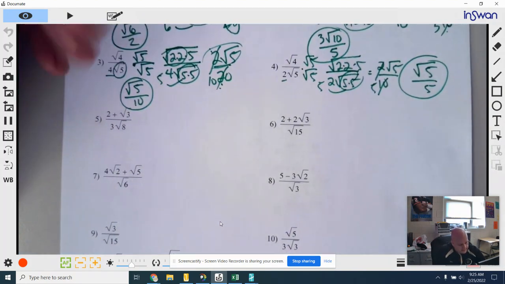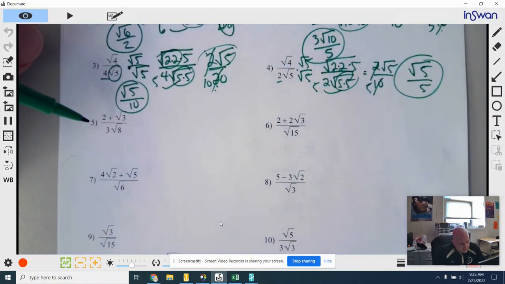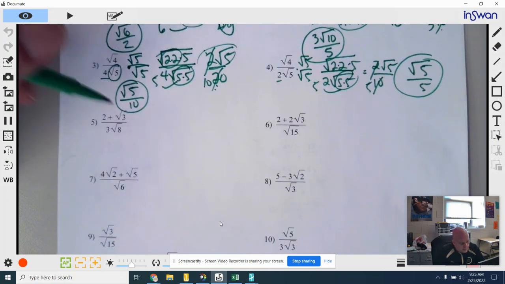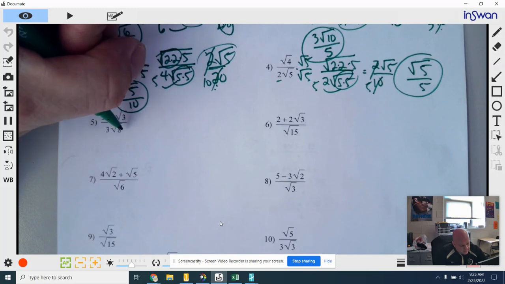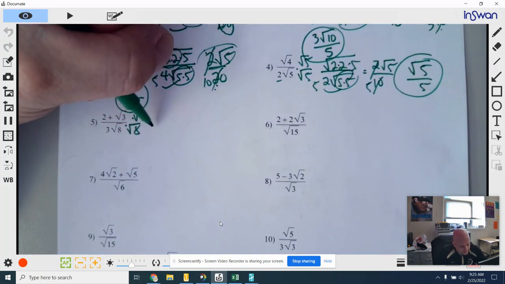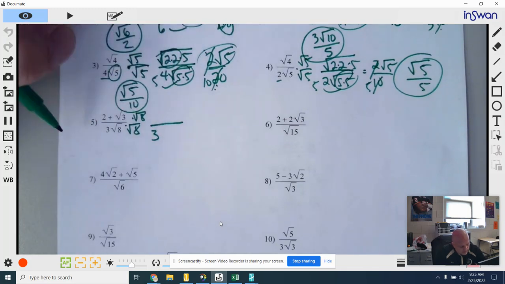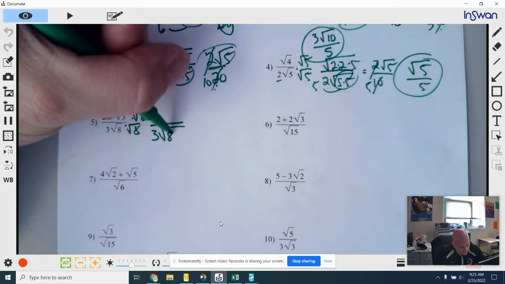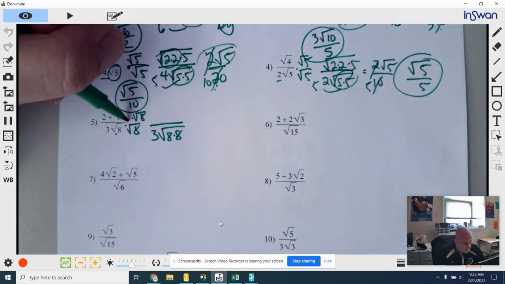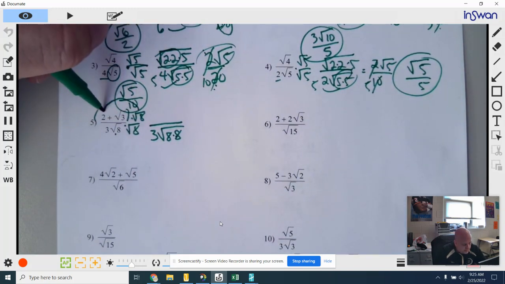Okay, number 5. So we'll notice on number 5, things are going to get a little bit trickier here because it's not just a single term that's up top here. We have this binomial up top here. Okay, so we're going to multiply by a root 8. Multiply by a root 8. Okay, on the bottom, you had this 3, and then we had the root 8 for the first one times the second one. Now, up top here, you got to apply distributive property.